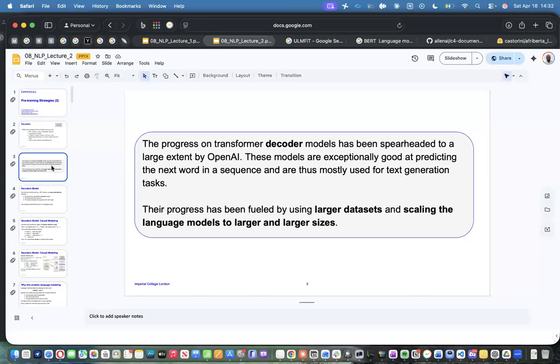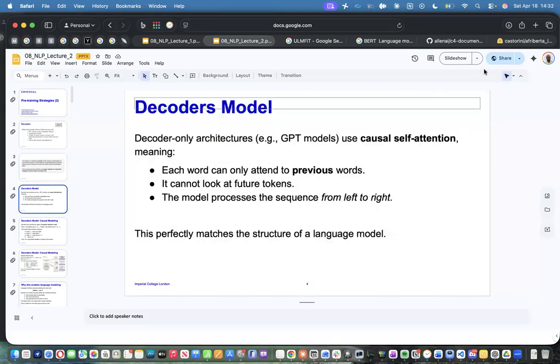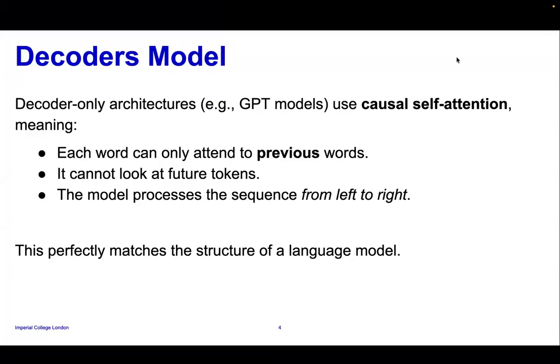And now many people are saying, okay, decoder-only models are much better. These models are exceptionally good at predicting the next word, and their progress has been largely driven by scaling and a large number of parameters. So the more data and the bigger the size of your architecture, the more performance. Decoder-only model architecture uses what we call causal self-attention.